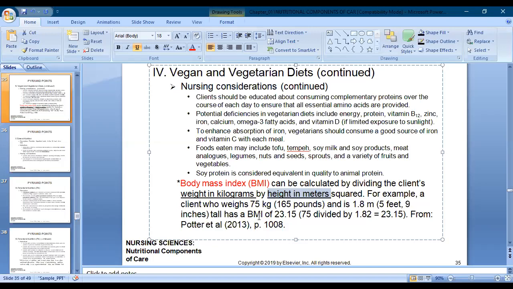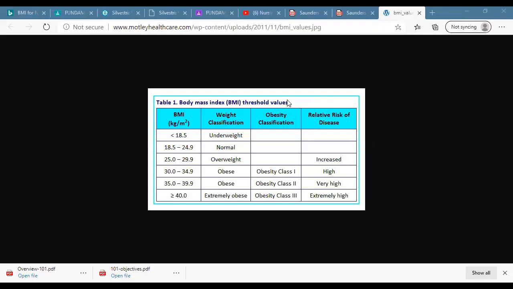To calculate the BMI, we take the total body weight in kilograms, like 75 kg, divided by the height squared. Then we can calculate the body mass index. BMI is the indicator to identify whether anybody is overweight, underweight, or obese. I can show you a picture because sometimes the NCLEX board asks it. So you already know what body mass index is. Can you see the picture?